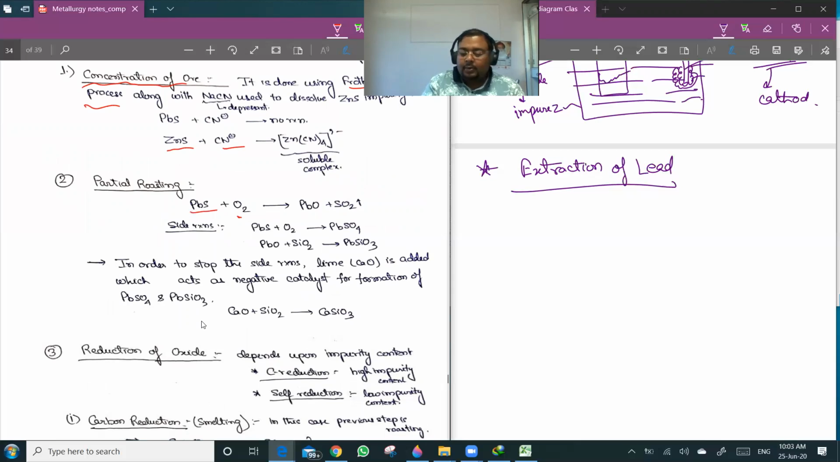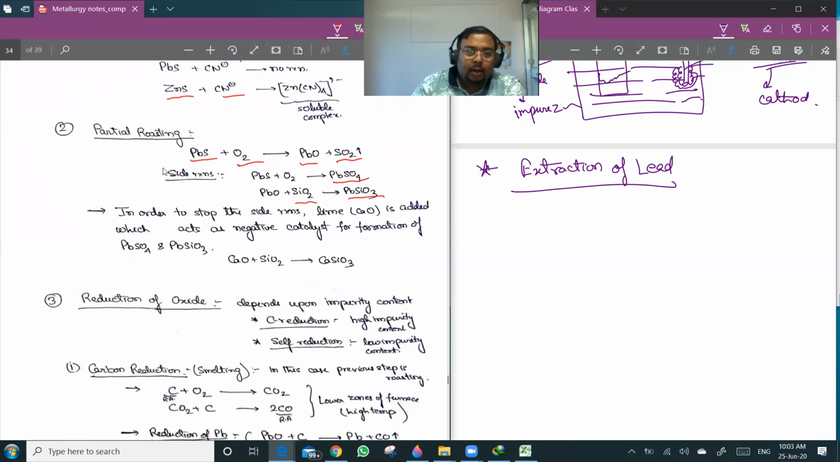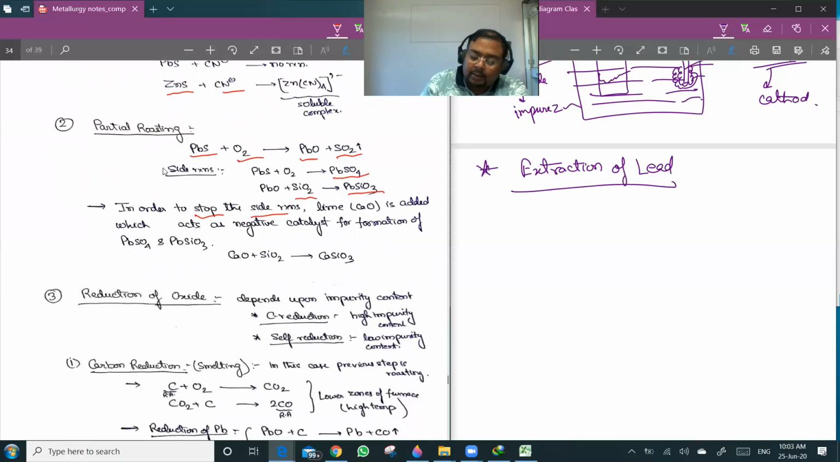PbS reacts with O2 to give PbO plus SO2. There will be certain side reactions also: PbS plus O2 giving PbSO4, and some of the PbO will react with SiO2, which is an impurity, to give lead silicate. In order to stop the side reactions, we use lime, which also acts as a flux. It combines with SiO2 to give calcium silicate, which is slag. It also acts as a negative catalyst for the formation of PbSO4 and PbSiO3.